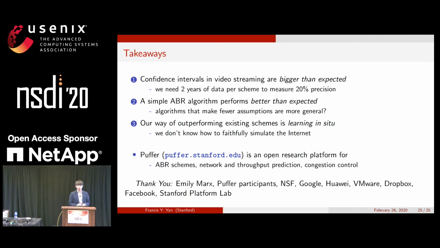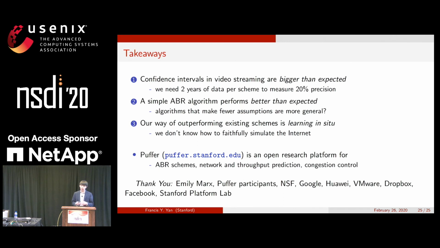I'd like to conclude today's presentation by summarizing the takeaways. We found the confidence intervals in video streaming are a lot bigger than we realized. You may need 2 years of video per scheme to measure 20% precision. We also found the simple buffer-based control performed surprisingly well. The reason may be that it makes fewer assumptions, making it more general.